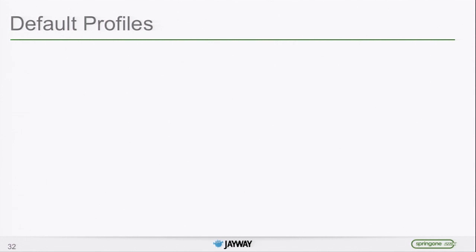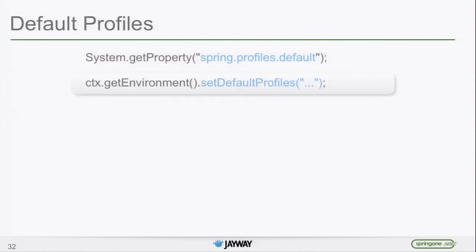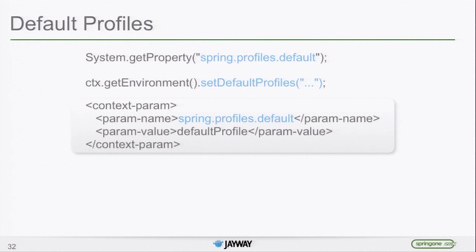It works pretty much in the same way. For environment properties, use spring.profiles.default instead. Use the setDefaultProfiles method on getEnvironment. Web applications use the spring.profiles.default context parameter.